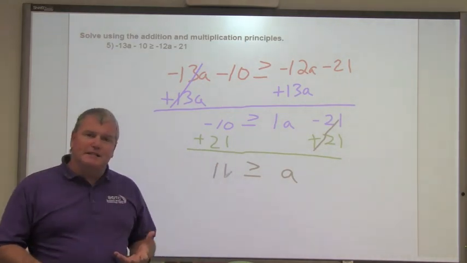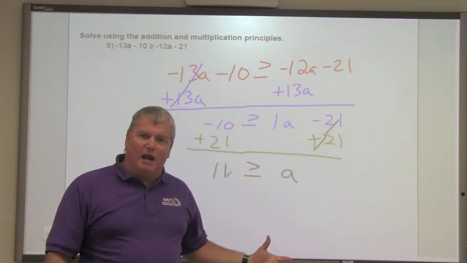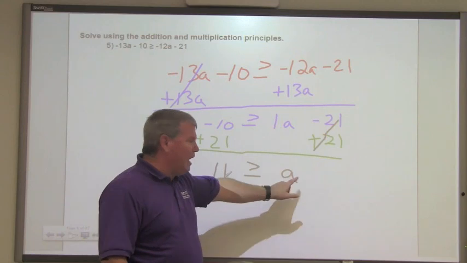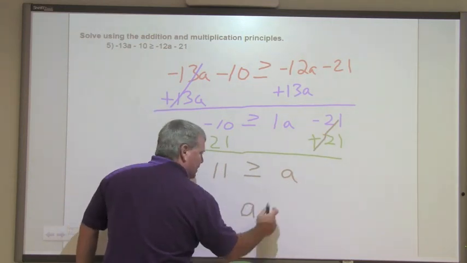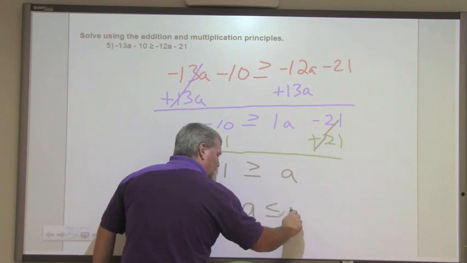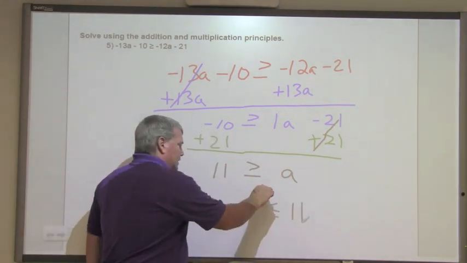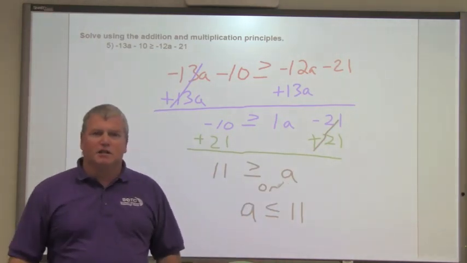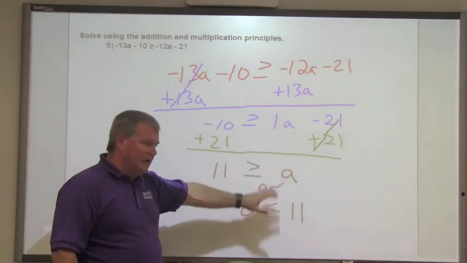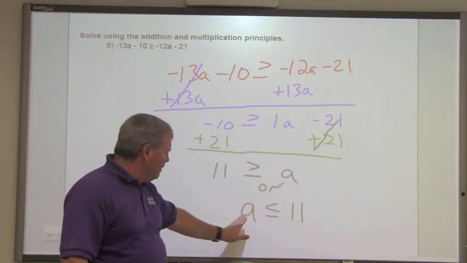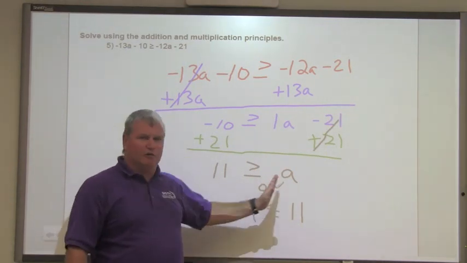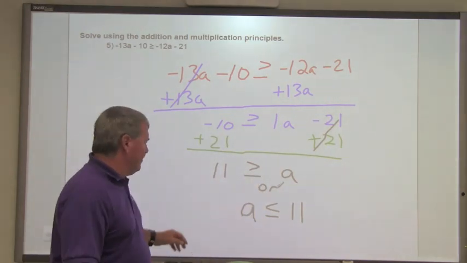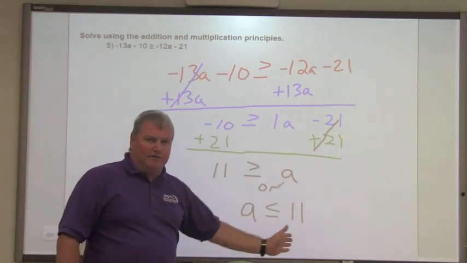Now, the problem with this is the variable's not on the left, it's on the right. When you're reading an inequality, you always have to read from the variable. So in all reality, this is really a is less than or equal to 11. Doesn't matter which way you write it. If you're on the test and you leave it like that, that's fine. It's not going to bother me. That's the correct answer. So is that. You have to read it from the variable. This is not 11 greater than or equal to a. It's a less than or equal to 11. Always read from the variable, whether you have to go right to left or left to right.